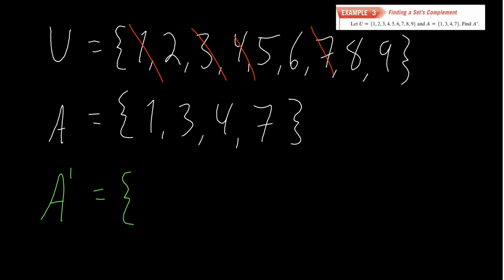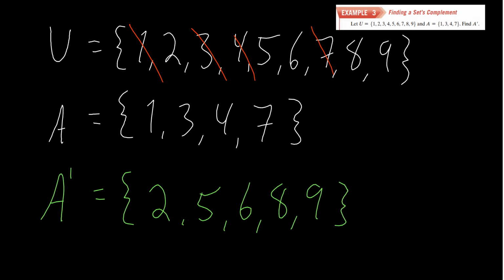Well, that's 2 is not in A, 5 is not in A, 6 is not in A, 7, I'm sorry, not 7, 8 is not in A, and 9 is not in A. And that's what the complement is. That's the concept of the complement of a set. We just basically write what is not in the set.